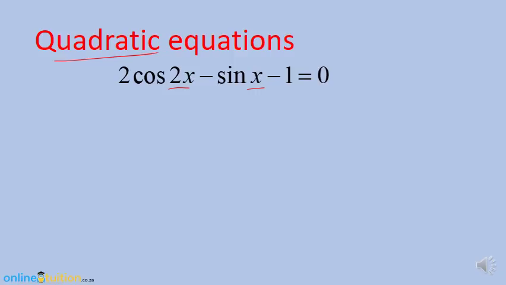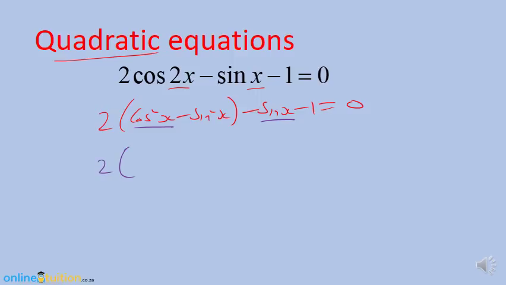So we know we can write this as 2 into cos squared x minus sine squared x, then minus sine x minus 1 equals 0. And now you're looking at this and saying, okay, but there's a sine x here, and there's cos squared. Why don't I write everything in terms of sine squared x? Let's have a look. So cos squared, remember, is 1 minus sine squared x. Do this slowly.